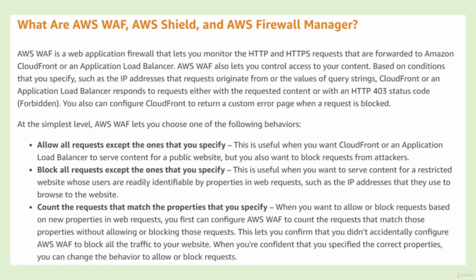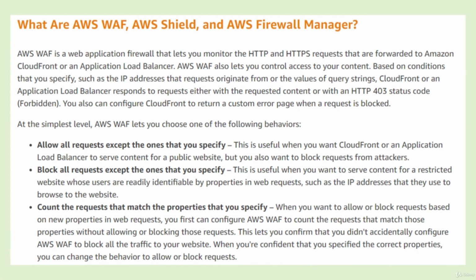It is a web application firewall at the application layer that lets you monitor different HTTP and HTTPS requests that are forwarded to Amazon CloudFront or application load balancers. WAF also lets you control access to your content based on conditions that you specify, such as the IP address that requests originate from or query strings at CloudFront or load balancers. You could send content via a 403 HTTP status code, which means forbidden. You could configure CloudFront to return a custom error page when it is blocked.